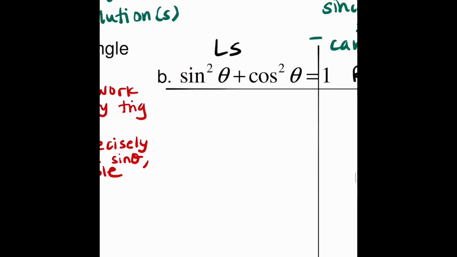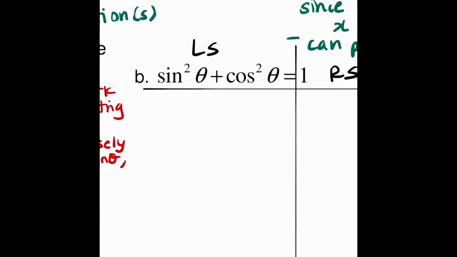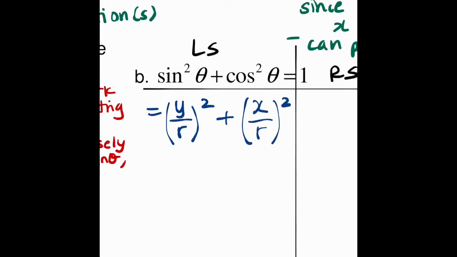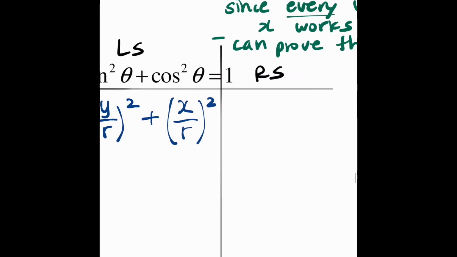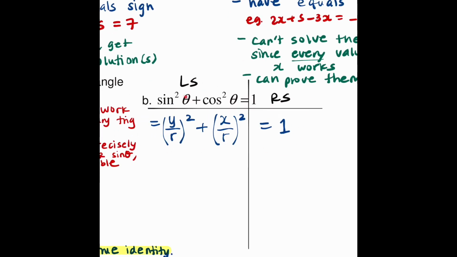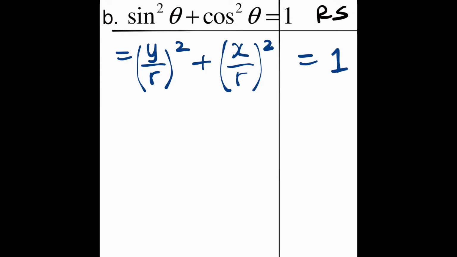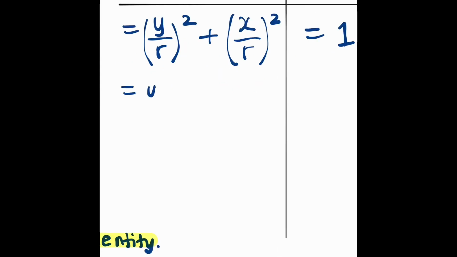So on the sine squared plus cos squared theta, that could be rewritten as (y over r) squared. Remember, this 2 implies that this whole thing is being squared. Plus (x divided by r) squared. Remember, I'm treating it separately, so this is my right side and this is my left side, okay? And so I will have y squared over r squared plus x squared over r squared.